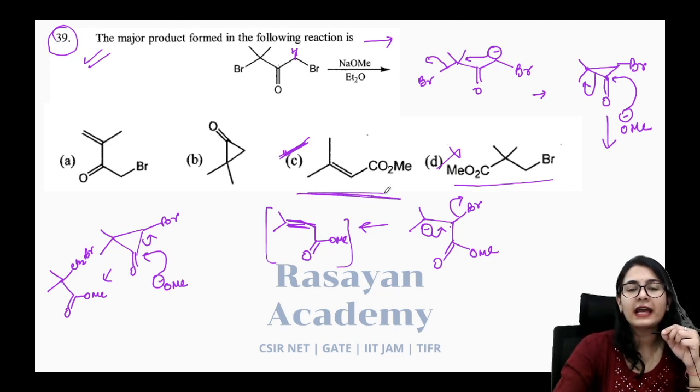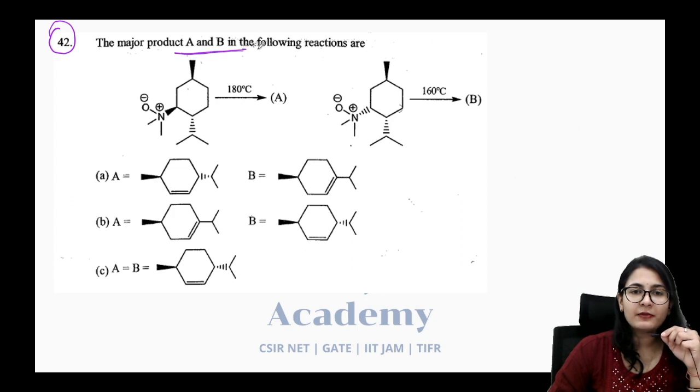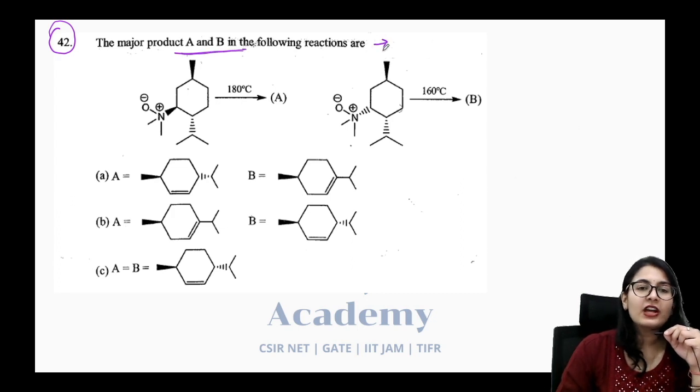More substituted alkene part and alpha beta unsaturated carbonyl system. Next important question, December 15. Major products A and B in the following reactions are. So you see guys, a very, very important name reaction over here, that is Cope elimination.